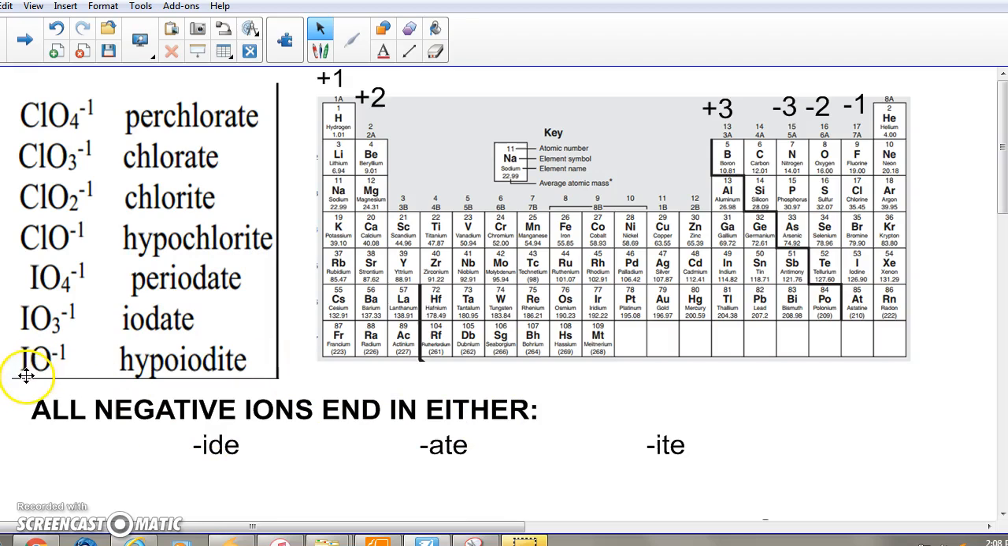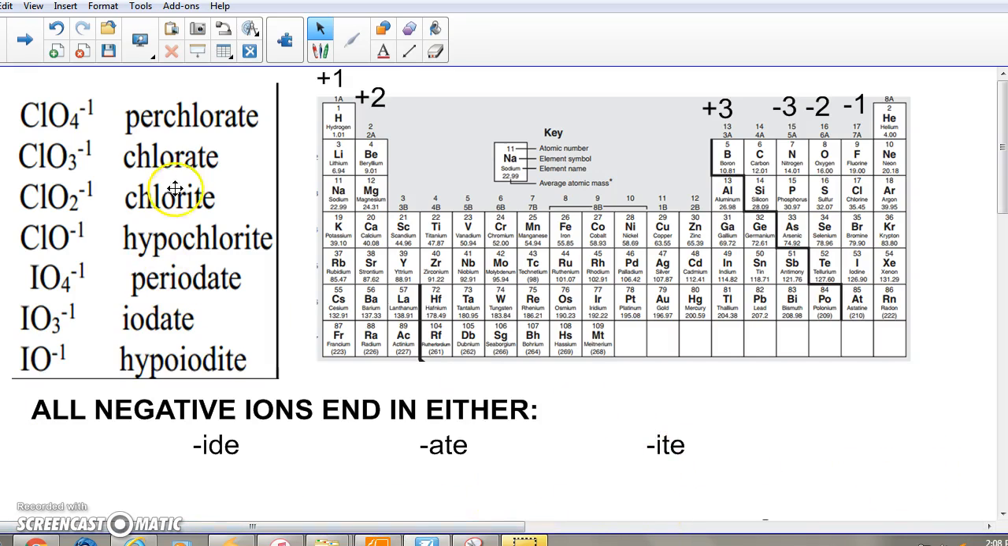And the other thing you'll notice is that every one of these contains some element, iodine or chlorine, with oxygen in it. And so the ones with oxygen in them always have these ATE or ITE endings. Well, I shouldn't say always, but what I should say is that if you have an element accompanied by oxygen, then most of the time it's going to have an ATE or ITE ending.